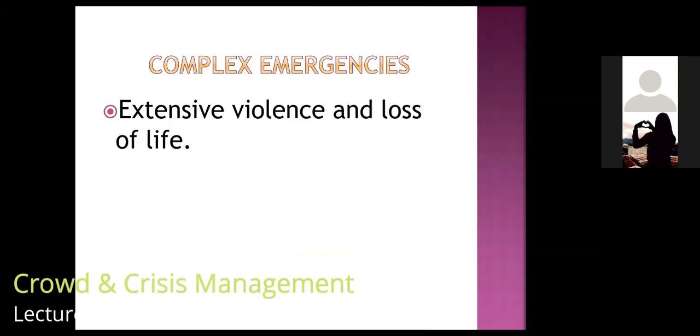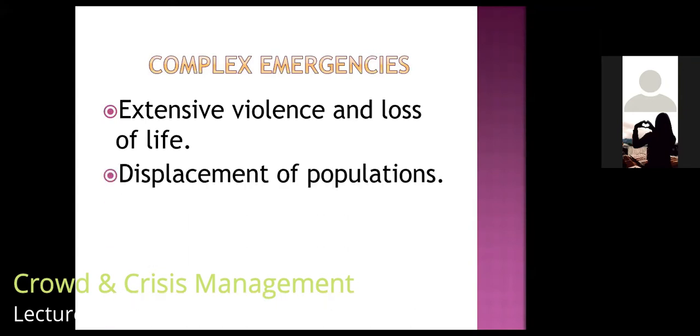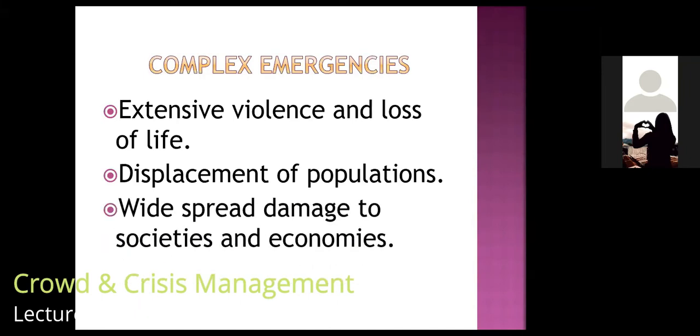Complex emergencies are categorized by, first, extensive violence and loss of life. The second one is the displacement of populations. Third is the widespread damage to societies and economies.